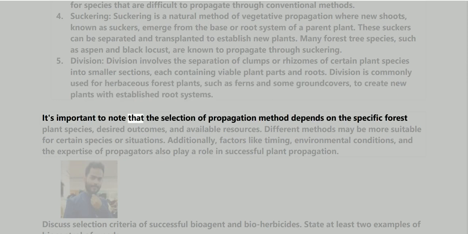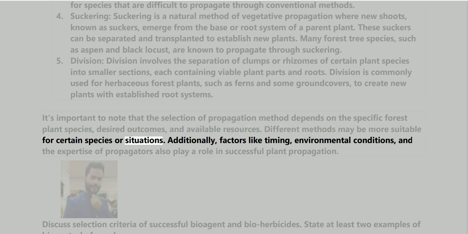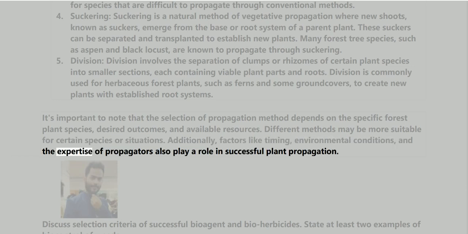It's important to note that the selection of propagation method depends on the specific forest plant species, desired outcomes, and available resources. Different methods may be more suitable for certain species or situations. Additionally, factors like timing, environmental conditions, and the expertise of propagators also play a role in successful plant propagation.